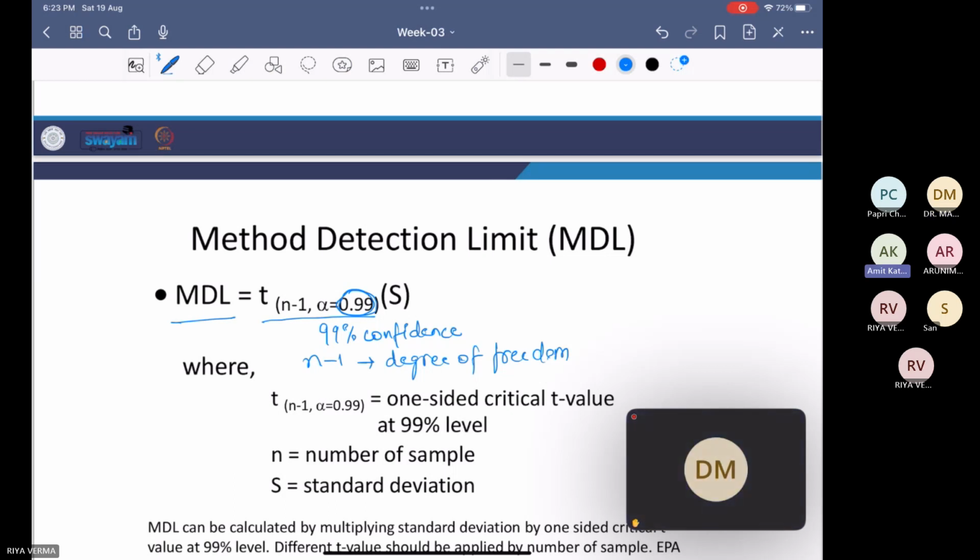What is the significance of EPA 92 in the previous slide? It was written in brackets, EPA 92. Okay, it's basically this method detection limit. The definition that we have taken is from an EPA document. This definition was given by EPA in 1992. There was some previous document.